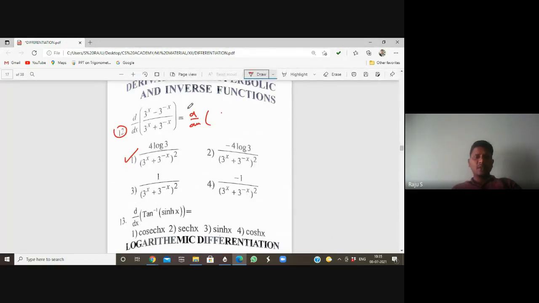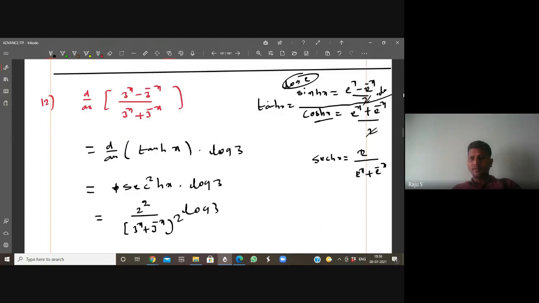Students, if you don't have any idea, you can apply the u by v rule. Because 3 power x derivative is 3 power x into log 3, and 3 power minus x derivative is 3 power minus x into log 3 into minus 1. That is minus. You can apply the u by v rule.